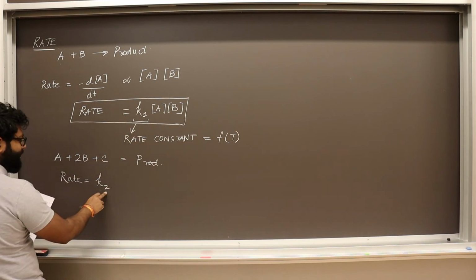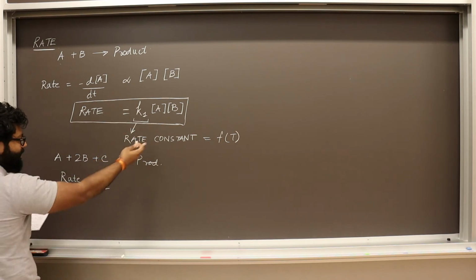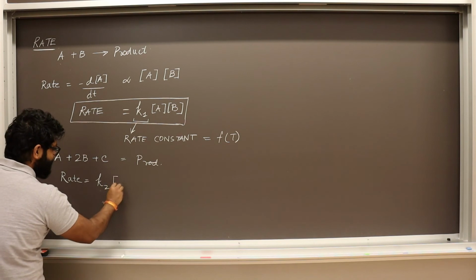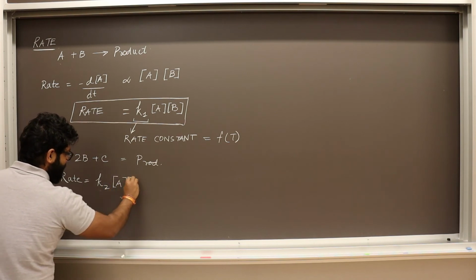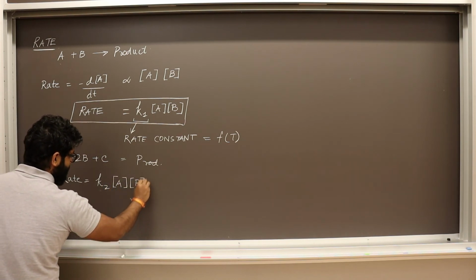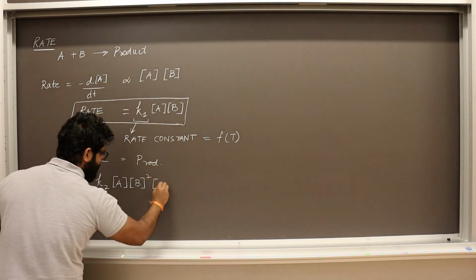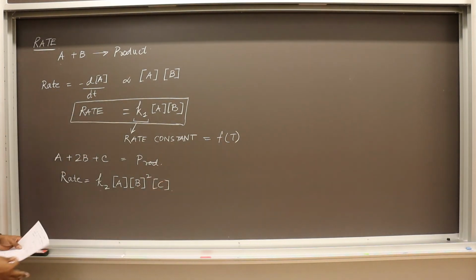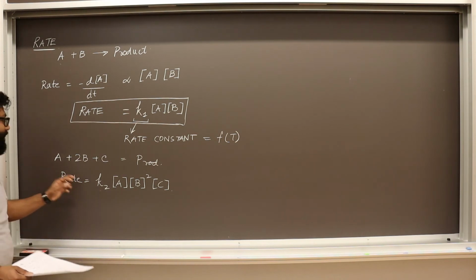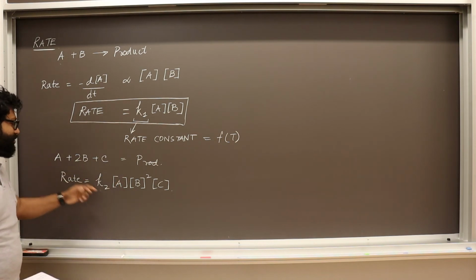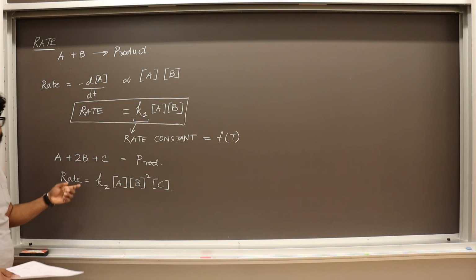So I'm just getting it K2. This is some rate constant for this reaction. This will be equal to this, okay? So now we see that this is forming a general pattern, right? So this is getting raised to its stoichiometric coefficients if this is an elementary reaction.